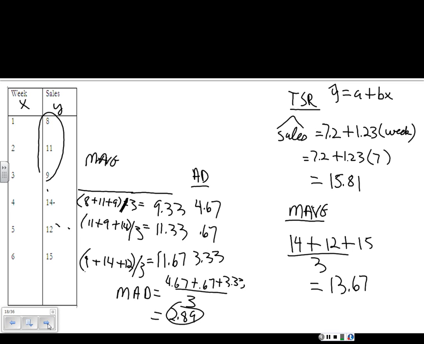So I'm a little short on space here. To get the time series regression forecasts, you're going to take this sales equation here, and for the week, you're going to just put in 4, 5, and 6 into the equation. And if you do that, in week 4, you would get 12.12. Again, that's just 7.2 plus 1.23 times 4. And then 13.35 and 14.58.